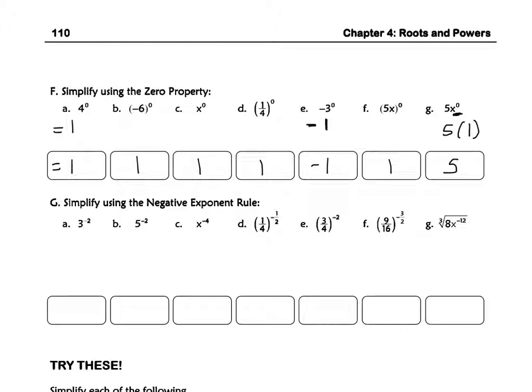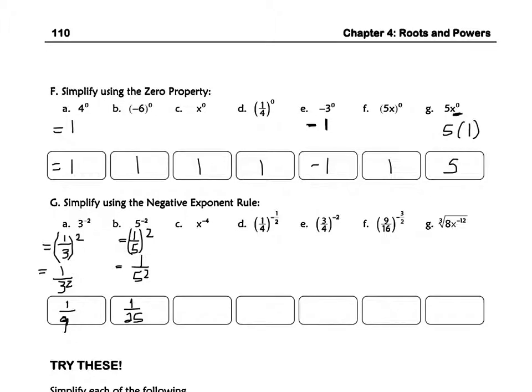All right, so G says simplify using the negative exponent rule. So we've got 3 to the negative 2 would become, and again, you can skip this step if you want. I always say reciprocal of the base to the positive exponent, because then it helps you remember when you have things like D and E what to do. But some people skip that step when it's a whole number or integer, and they just write it as 1 over 3 squared, or 1/9. 5 to the negative 2 would be, negative in the exponent means reciprocal of the base to the positive exponent, which would be 1 over 5 squared, or 1 over 25.